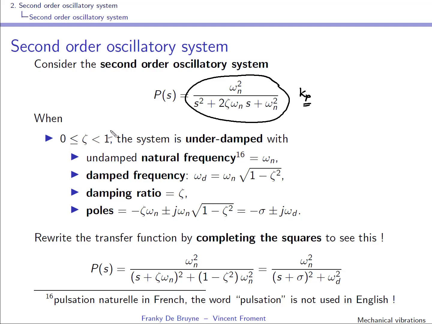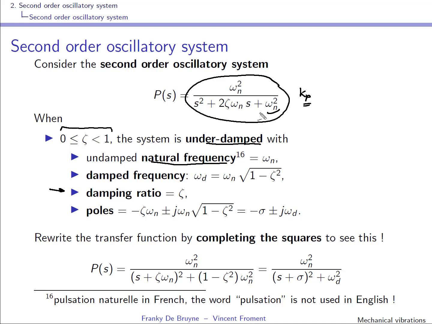We are going to consider it in the case where zeta is between 0 and 1. Zeta is the damping ratio, and in this case, well, the poles of that system will be complex and the system is called underdamped. The other quantity that you know is the undamped natural frequency omega n.